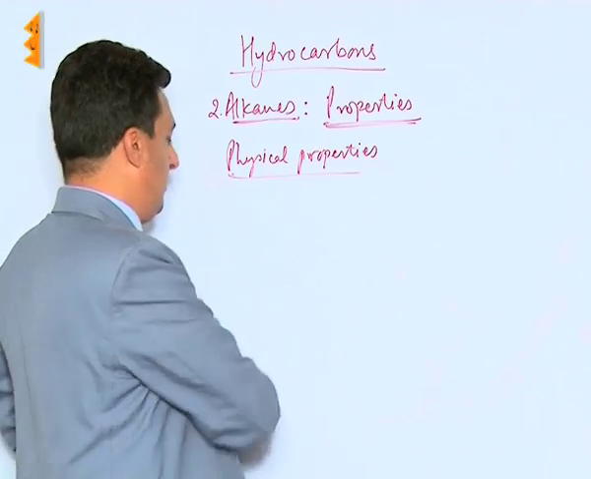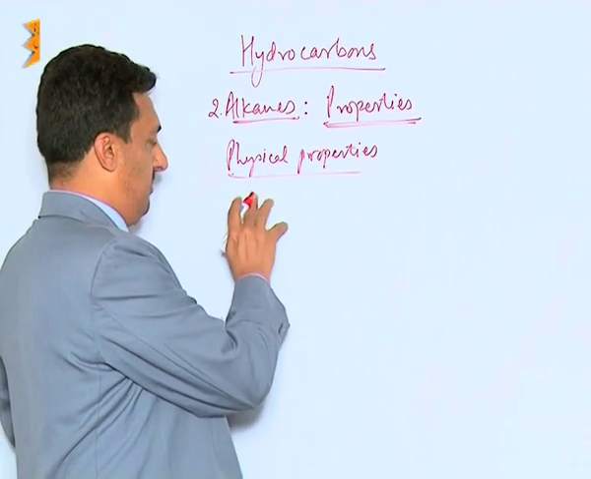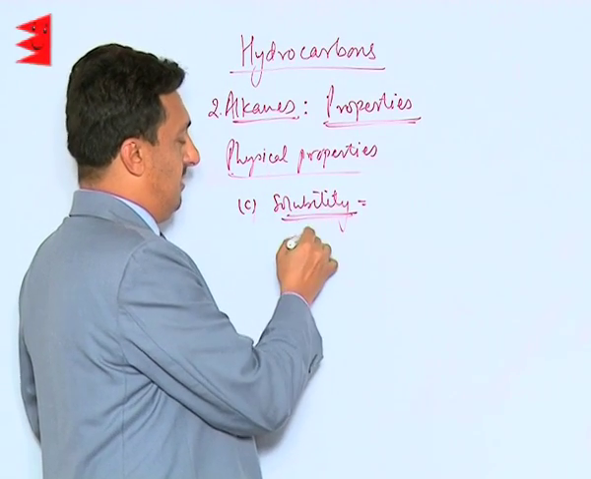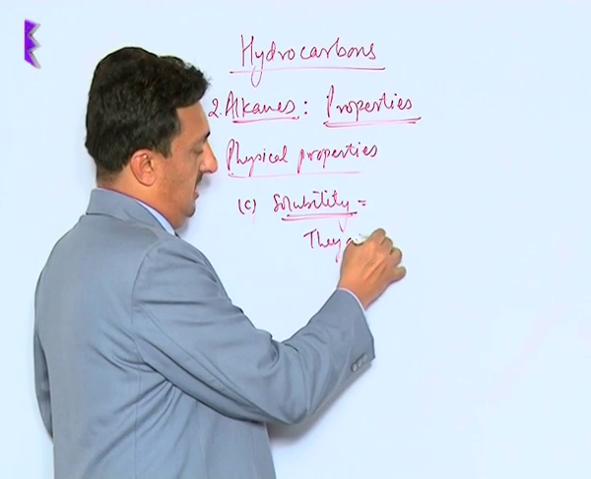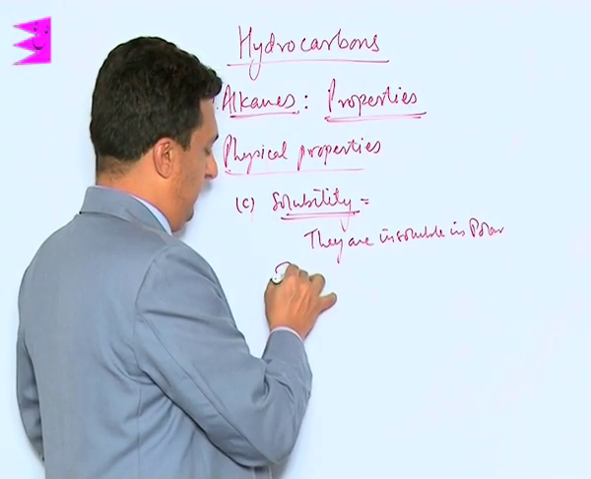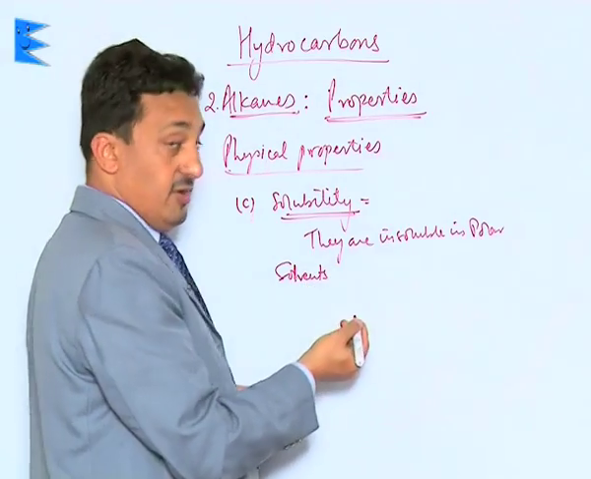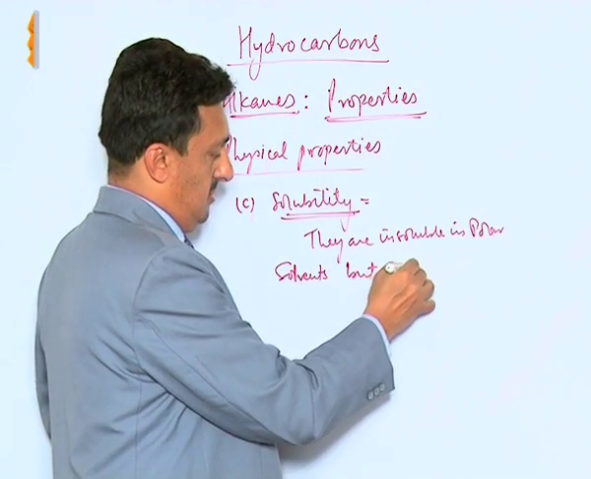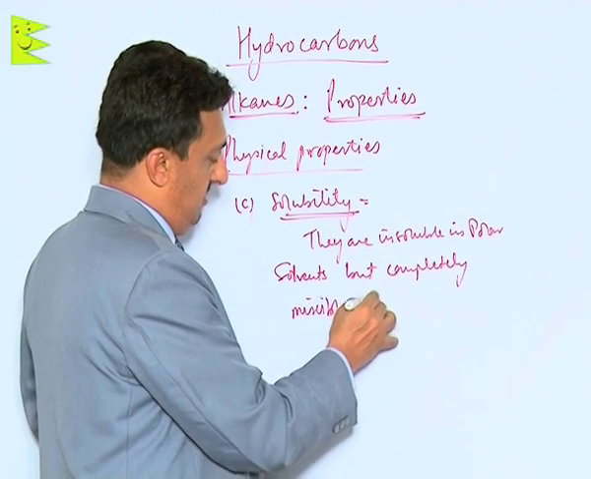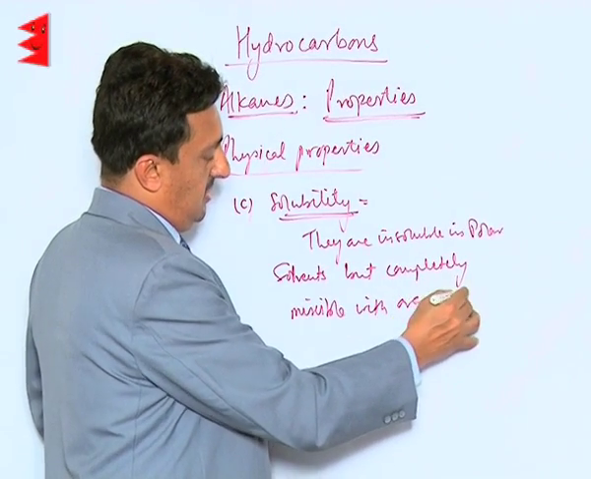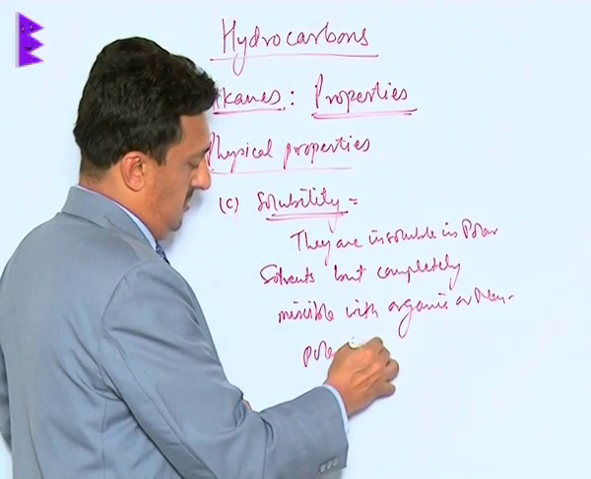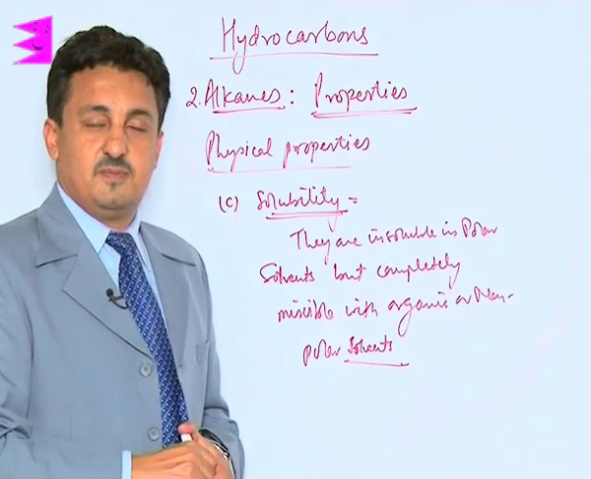Then let us talk about the third point in the physical properties, their solubility. Now solubility, remember, they are insoluble in polar solvents like water, etc., but completely miscible with organic or non-polar solvents. So that's the most important thing we have.